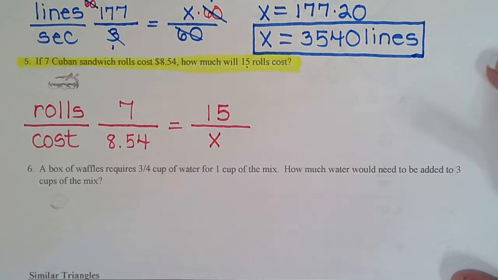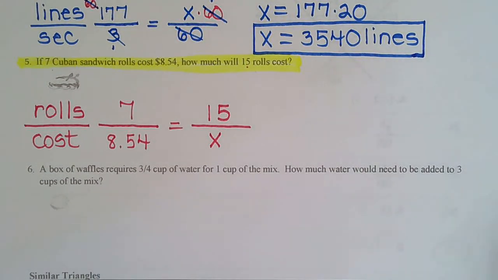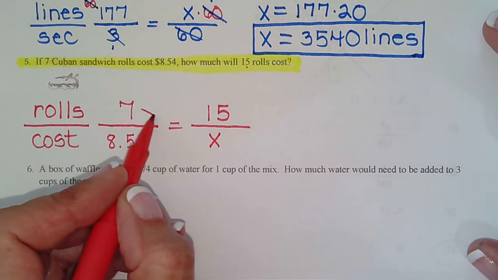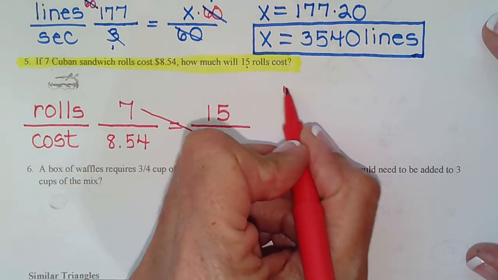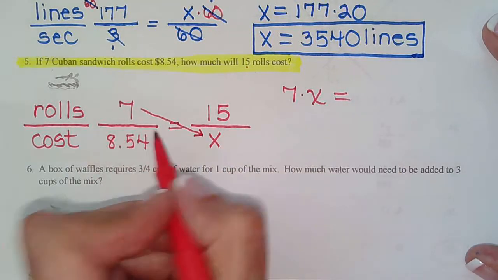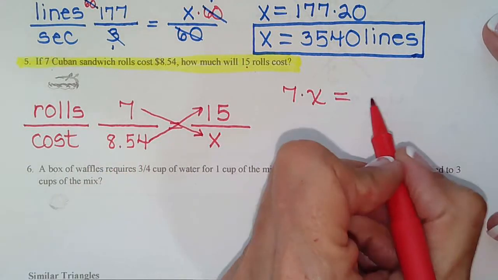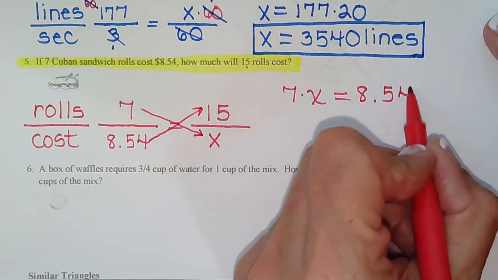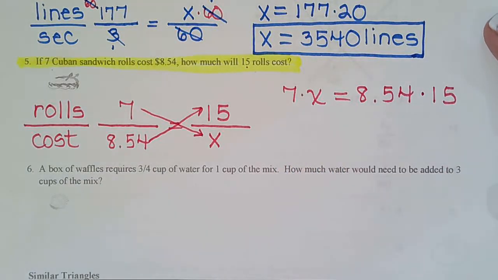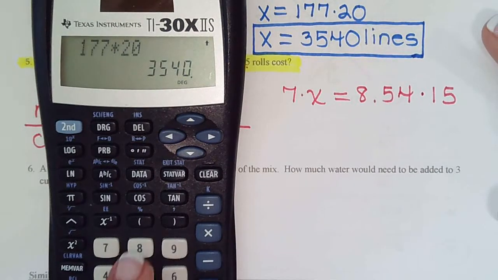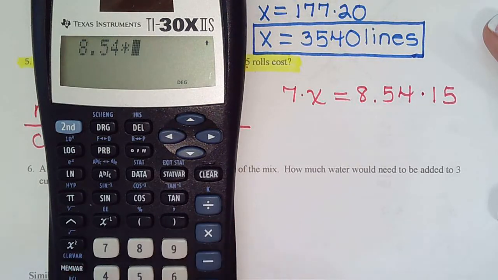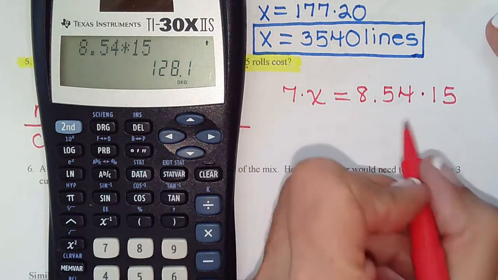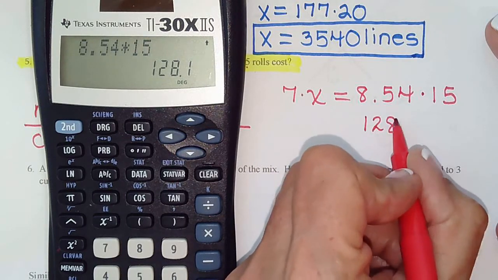So now we can see that we have our proportion. In this one, I think it would be easier to set your cross products equal, just because the LCD is going to be a decimal. So let's do this. 7 times X equals, set it equal to this cross product, $8.54 times 15. So again, we turn to the calculator. So 8.54 times 15 is 128.1.